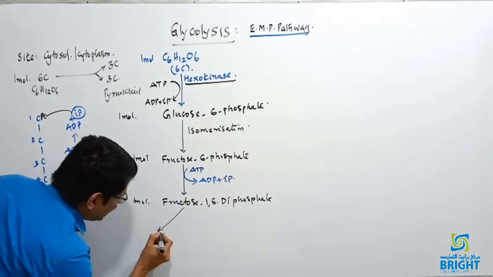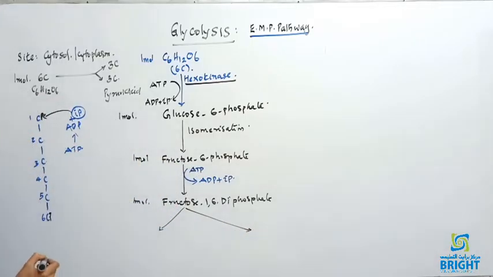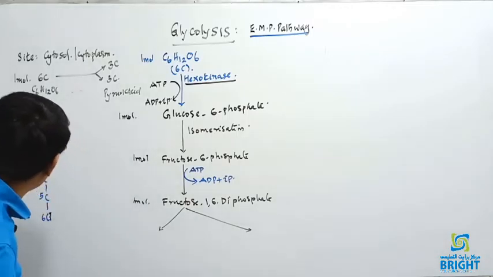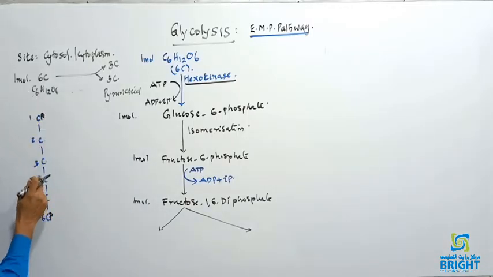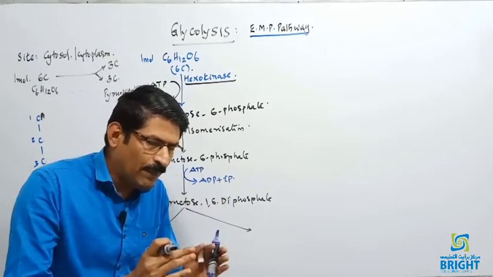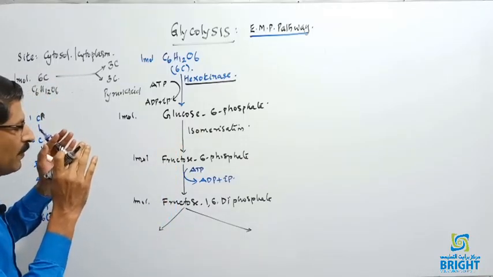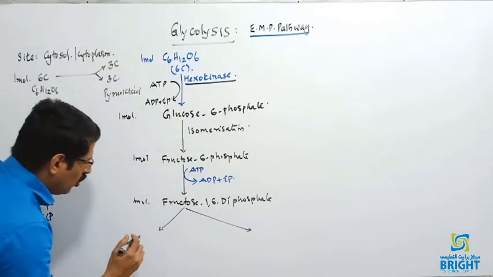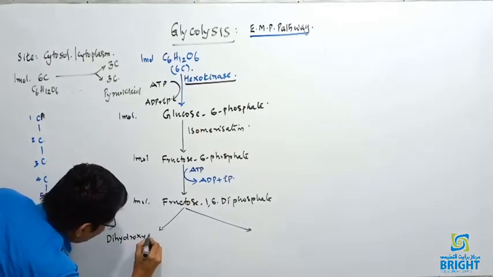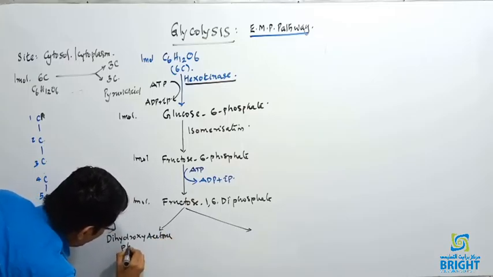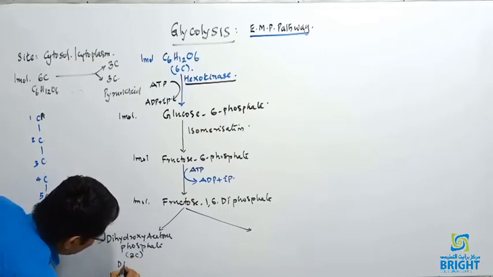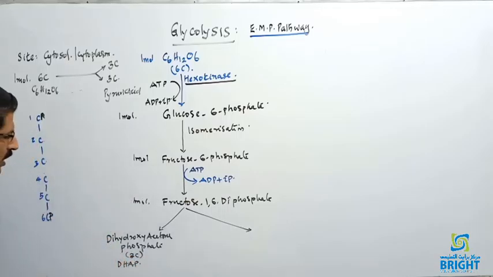And the next stage, the fructose 1,6-diphosphate undergoes breakdown. We know that it is a 6 carbon compound with 2 phosphates at 2 ends, and it will break down and produce 2 isomers with the same number of carbon, hydrogen, oxygen and phosphate. And these 2 molecules are, one is dihydroxyacetone phosphate. It is a 3-carbon compound, that is DHAP, dihydroxyacetone phosphate.